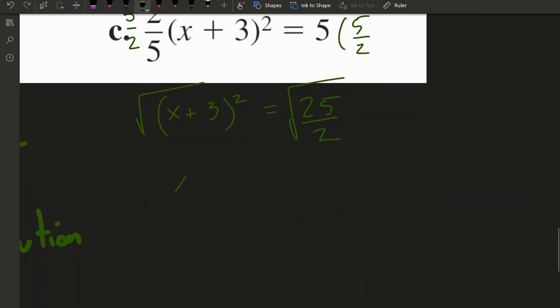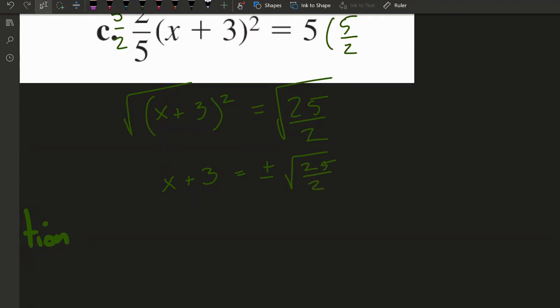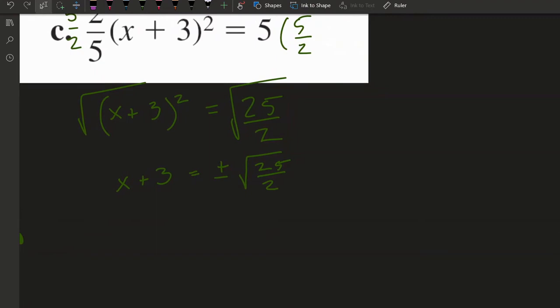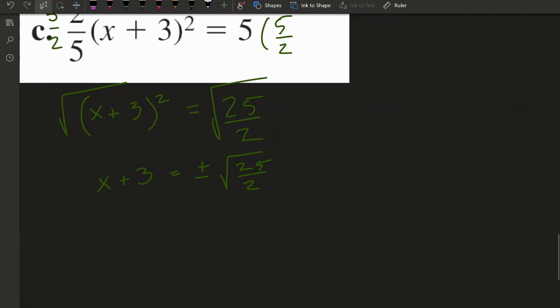Okay, so I'm going to get x plus 3 equals plus or minus the square root of 25 over 2. Now, before I move any further, there's an idea that is briefly discussed in Algebra 1 called rationalizing a denominator. So the rule is you are not allowed to have a fraction inside a square root. So here's how we do take care of this. I'm just going to make a little note here on rationalizing.